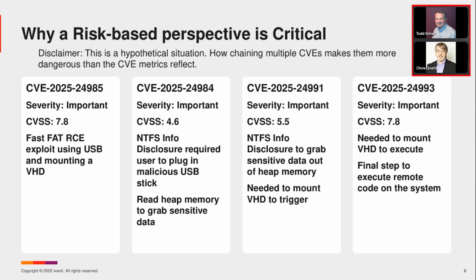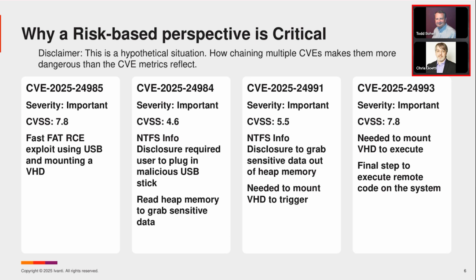Where risk-based perspectives come into play is they take into account those real-world factors. We've got 2 information disclosures, probably really benign in just looking at the vulnerability by itself, but when used in conjunction with something else, becomes extremely dangerous. So the combination of these 4 together brings us up to a very critical state, and hypothetically could be a very effective combination in a real world attack scenario.